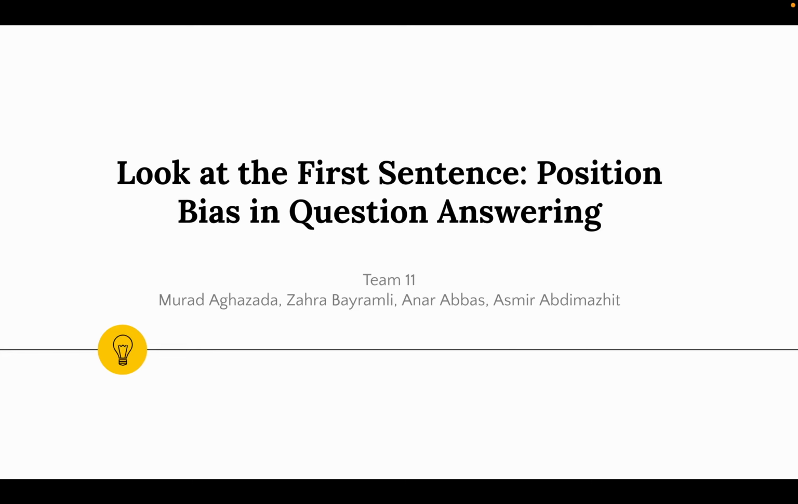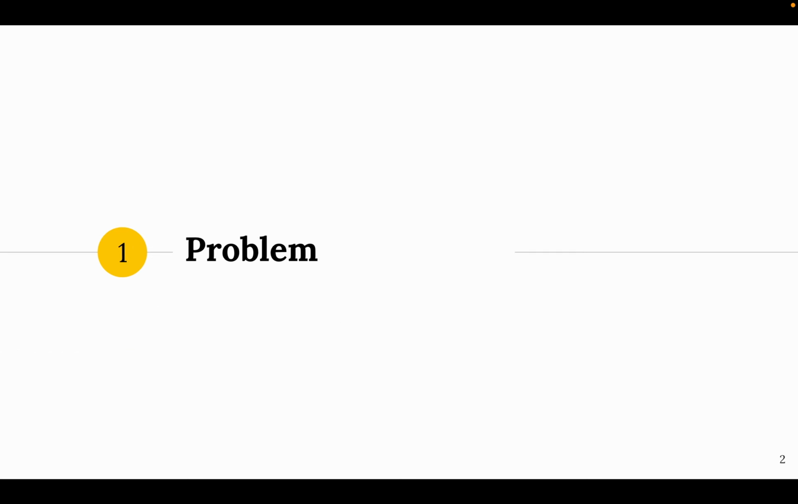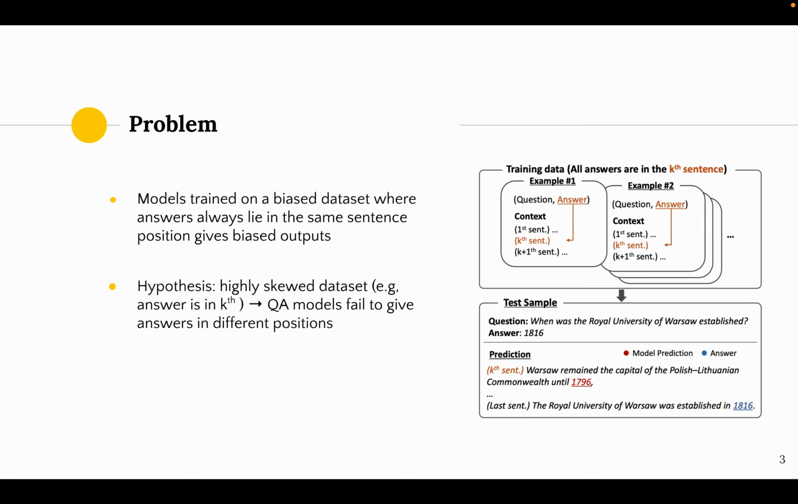We are Team 11 and today we're going to look at the paper, "Position Bias in Question Answering." Let's start with the problem. This paper hypothesizes that when the distribution of the answer positions is highly skewed in the training set, in QA models, predicting answers as positions can learn false positional cues and fail to give answers in different positions.